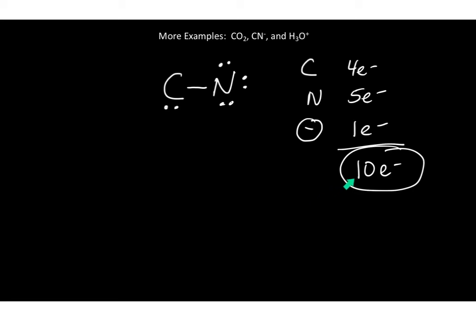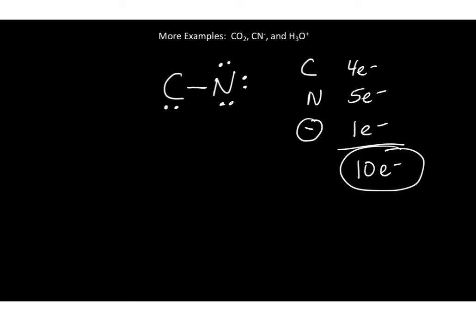I only had 10 valence electrons: 2, 4, 6, 8, 10. I have to stop there. Problem is, of course, this carbon only has 2, 4 electrons around it. It doesn't have a complete octet. Nitrogen's happy: 2, 4, 6, 8. Carbon is not: 2, 4.